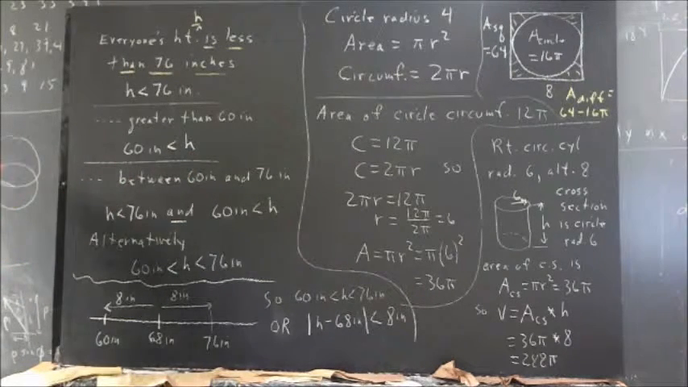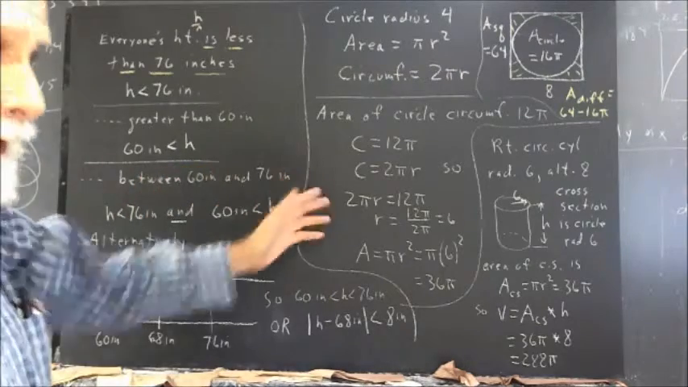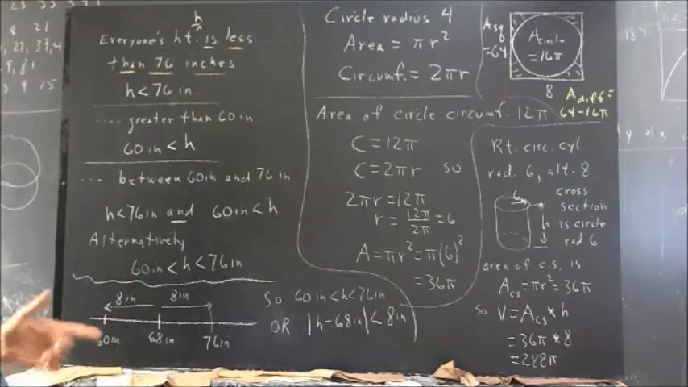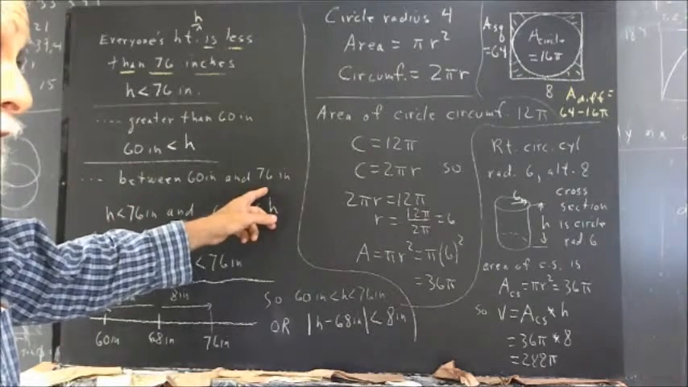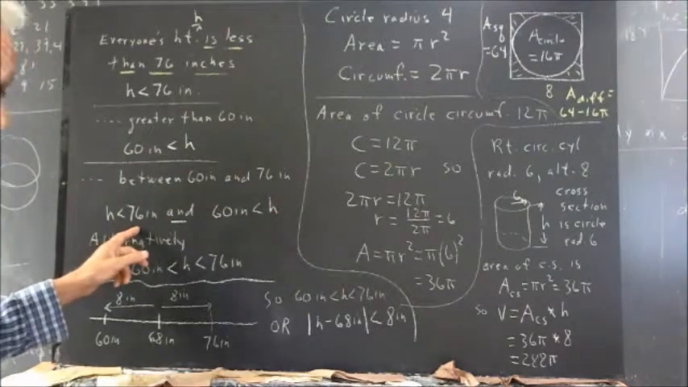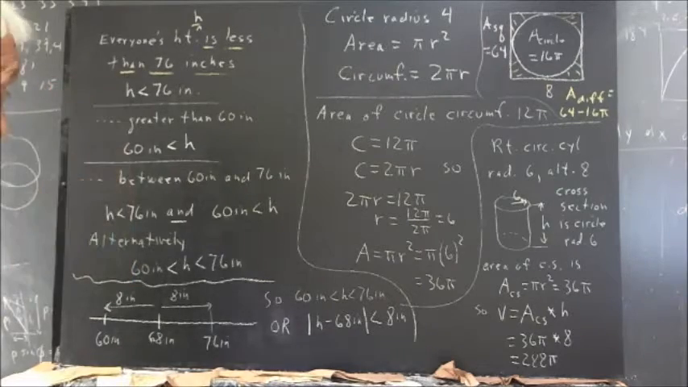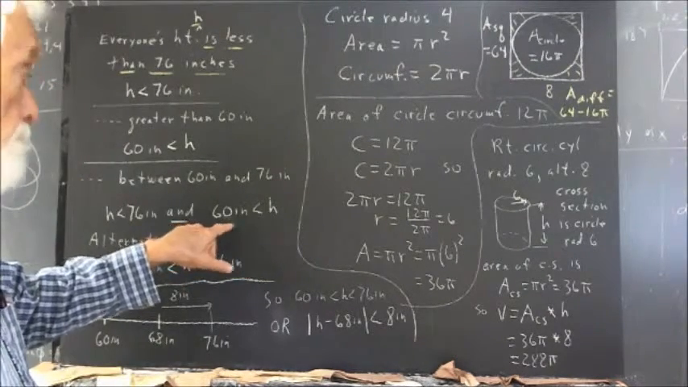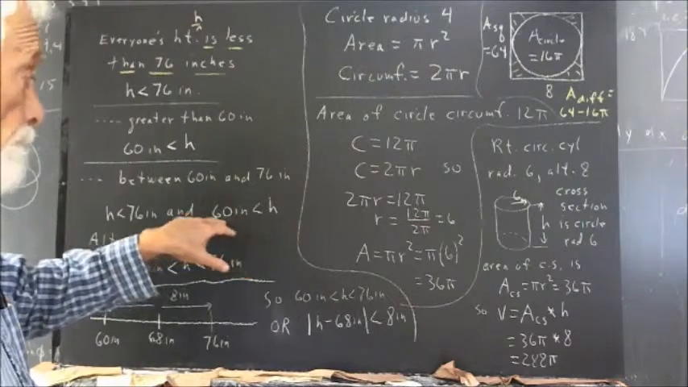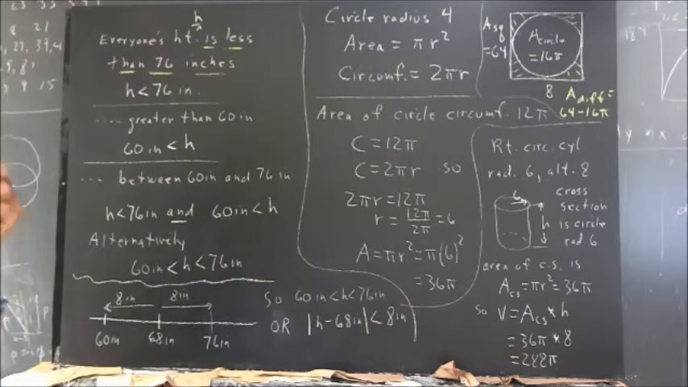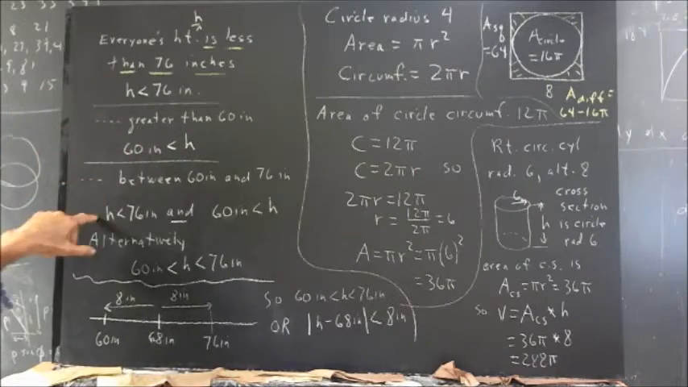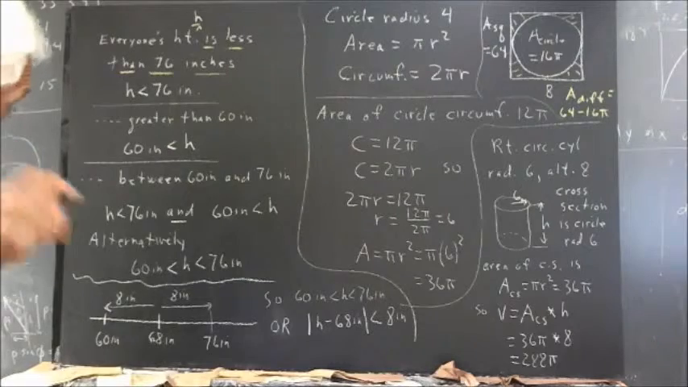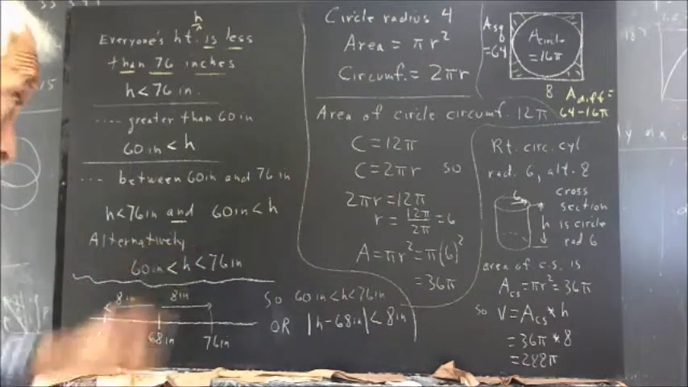Then everybody's height is between 60 inches and 76 inches. What does that mean? Well, one thing that means is nobody's height is greater than 76 inches, so height is less than 76 inches, same statement we had here. Also, nobody's height is less than or equal to 60 inches, so height is greater than 60 inches. So these two statements can be combined with an "and." Both conditions have to hold, and that's an important thing to understand. You want to stop and think about that.